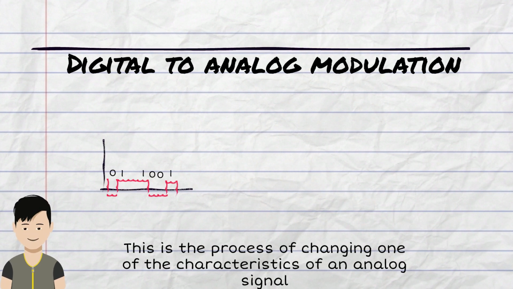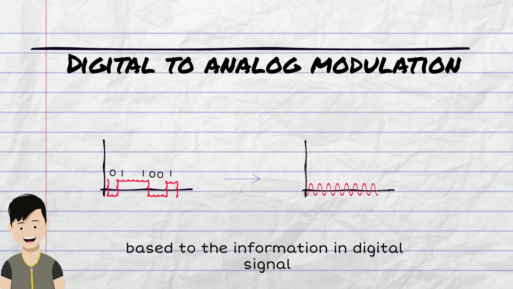This is the process of changing one of the characteristics of an analog signal based on the information in a digital signal.